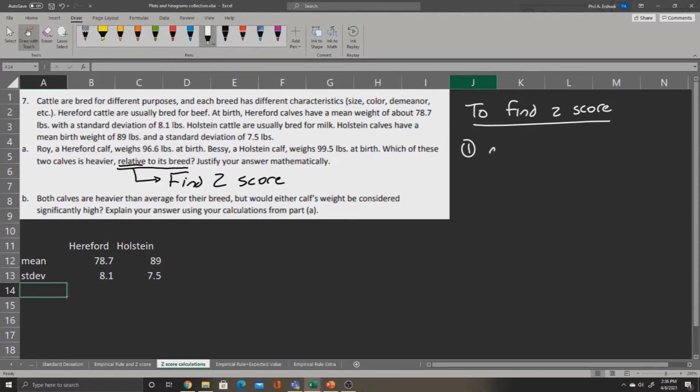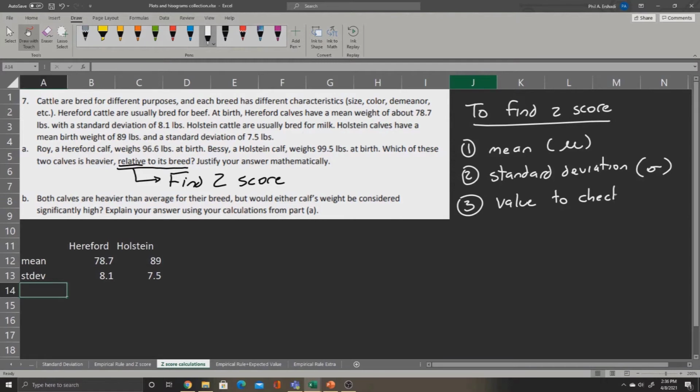We'll need the mean. This is usually abbreviated with the Greek letter mu. We'll need some standard deviation. This will be represented with the Greek letter sigma. We'll also need some value that we're trying to check to find the z-score of. This is oftentimes represented with the letter x.